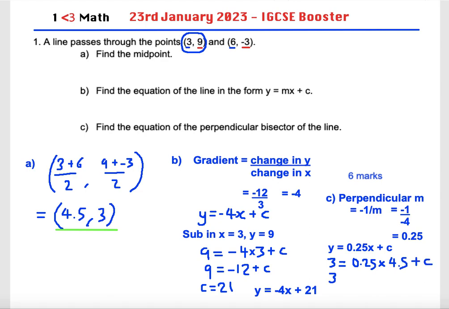So we have 3 equals 1.125 plus c. And we need to subtract 1.125 from both sides. And that gives us a c value of 3 take away 1.125, which is 1.875. Now we can write our graph of the perpendicular bisector. Y equals 0.25x plus 1.875.